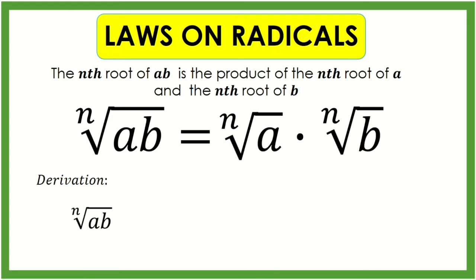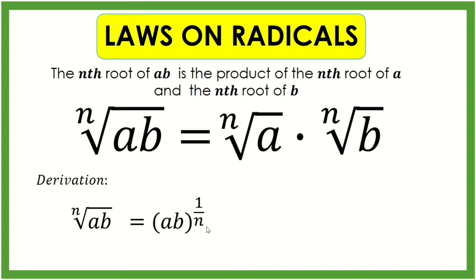So, una, transform natin yung nth root of AB into exponential form. So, this is equal to the quantity of A times B raised to 1 over n. So, yun yung ating base. Yung exponent niya is 1. So, we have the numerator 1. Ang index ay n. So, yun yung ating denominator.